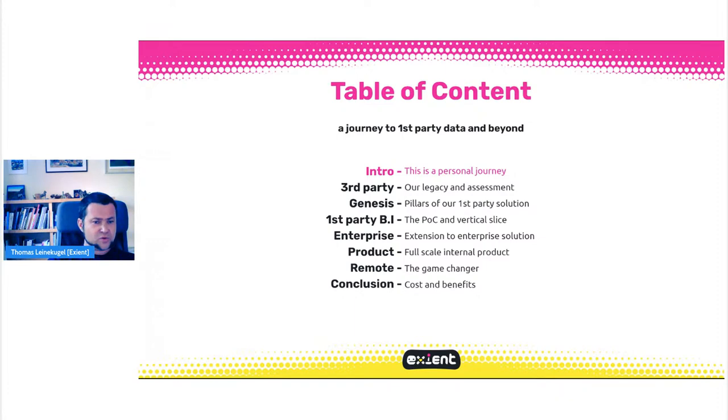Then how we started with the first iteration, which was a first party BI, that was our proof of concept, our first vertical slice. Then from there, the second iteration was to extend that as an enterprise solution. The third step was to make that a full-scale internal product. I will get into details there. And just before the conclusion, we will talk about what really made the difference, remote config. That was our game changer.